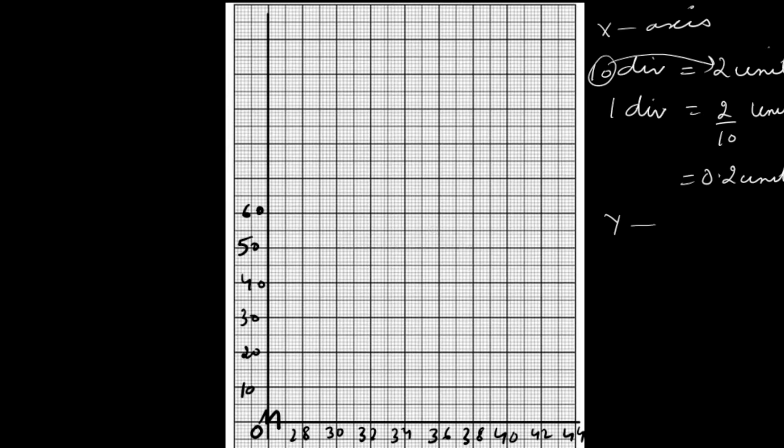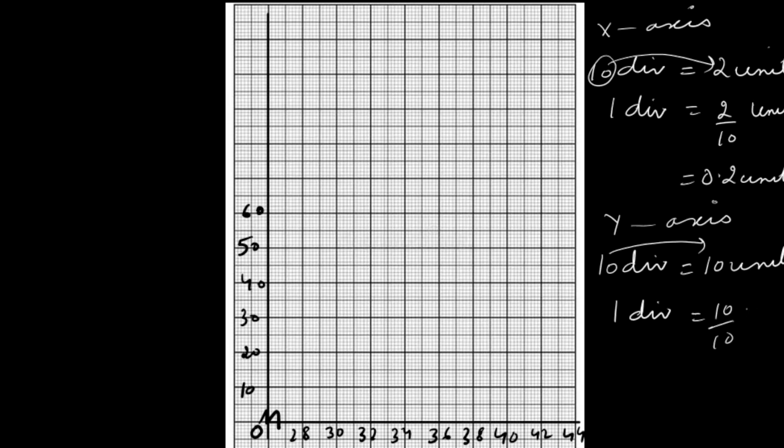Then along the y-axis, we have done the graph scale earlier also. The same way we have to do. 10 divisions, 10 to 20, 20 to 30, always it's 10 units. That means 1 division is equal to 10 by 10, which is 1 unit. So the graph scale is very important. You have to write it down.